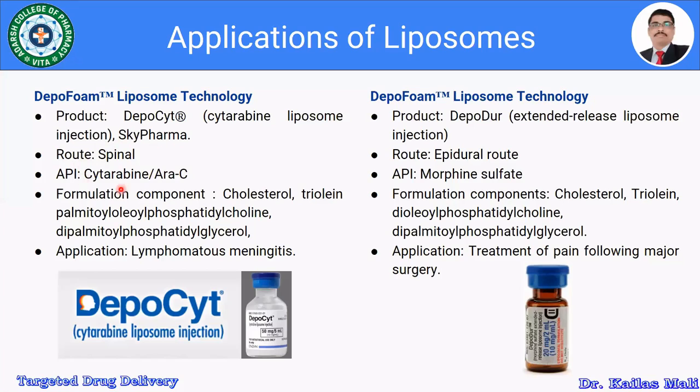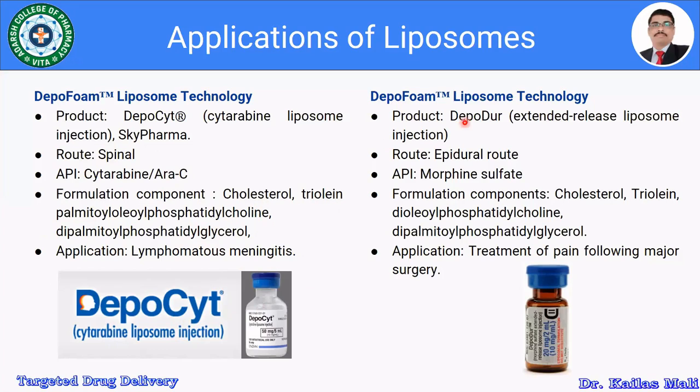It contains the API cytarabine, and the formulation comprises cholesterol, triolein, palmitoyl phosphatidylcholine, dipalmitoyl phosphatidylglycerol, and it is used for lymphomatous meningitis. So this is a product, DepoCyt, which is given by the spinal route.